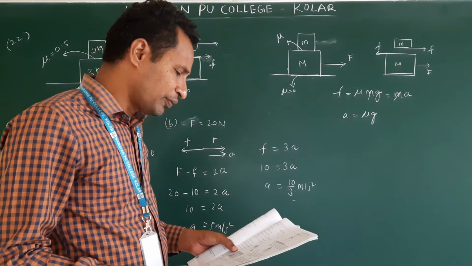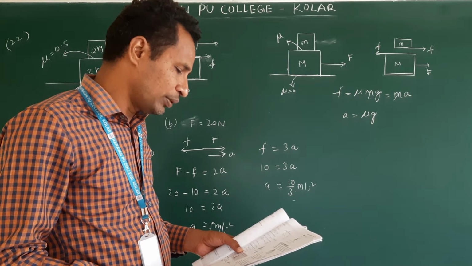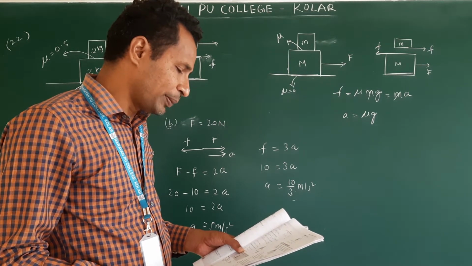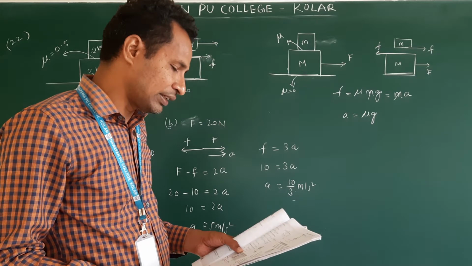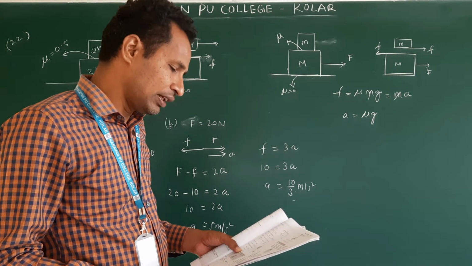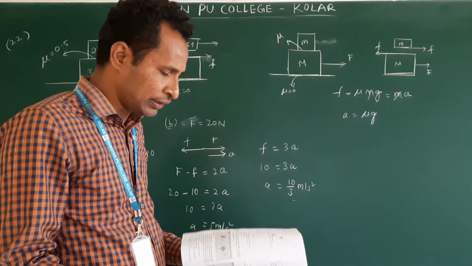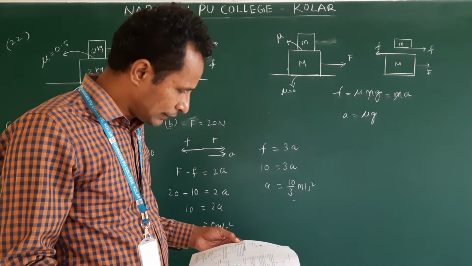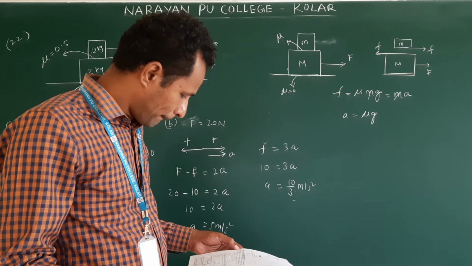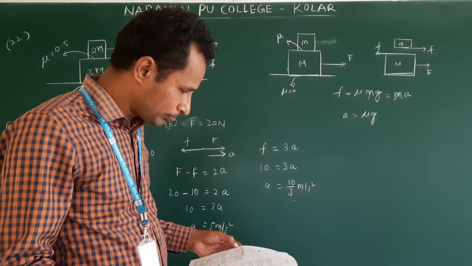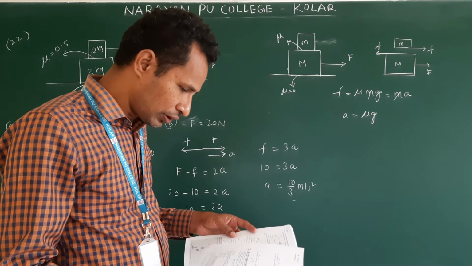Second one, a block of mass 1 kg is at rest on a horizontal table. The coefficient of static friction between the block and the table is 0.5. If g is equal to 10 meter per second square, then the magnitude of force acting upwards at an angle 60 degree from the horizontal that will just start the block moving is, I think we have done this question somewhere. Test your knowledge.